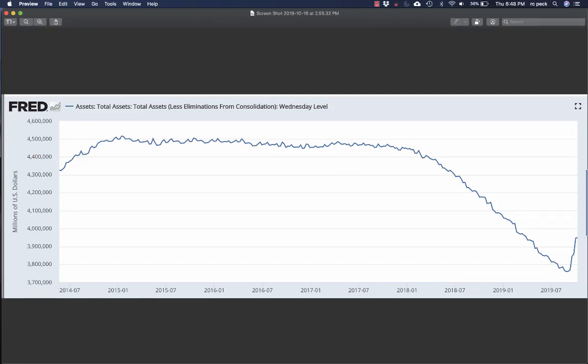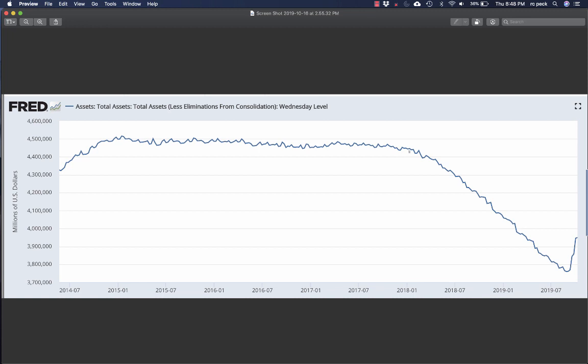I want to show you a price chart. The price chart's on the screen right now, and what you're looking at is the balance sheet of the US Fed. And you can see, let me get my little cursor out here, that the balance sheet, for the most part, pretty much stayed at $4.5 trillion from, call it, the beginning of 2015 all the way to the beginning of 2018.